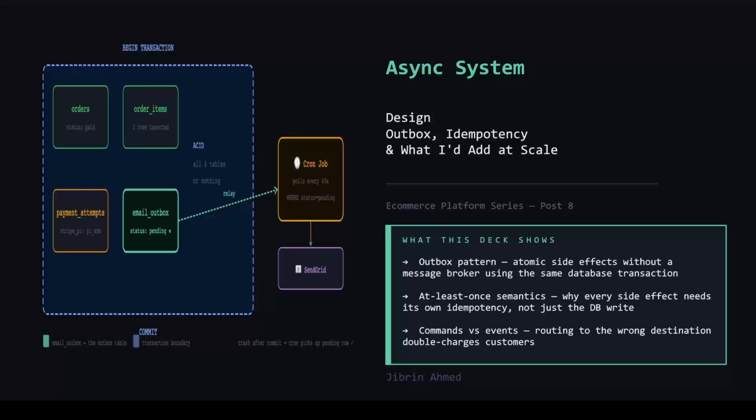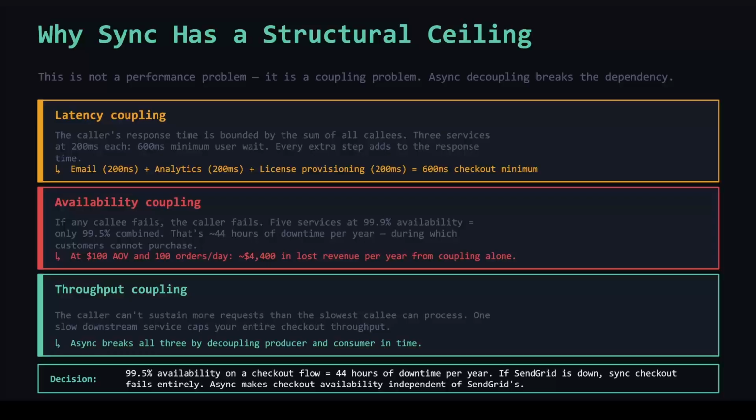This video is about how I handle asynchronous operations on my platform without a message broker: an Outbox pattern with a cron job, Stripe webhooks with idempotency, and the principles that keep asynchronous operations correct when things fail. The synchronous limits. Every synchronous system has a structural ceiling. It's a coupling problem, not a performance problem.